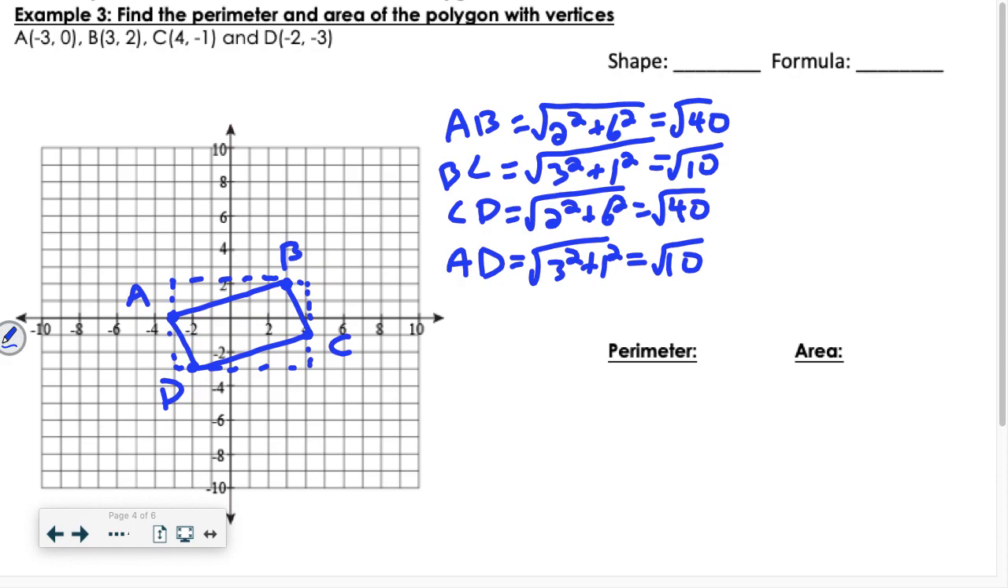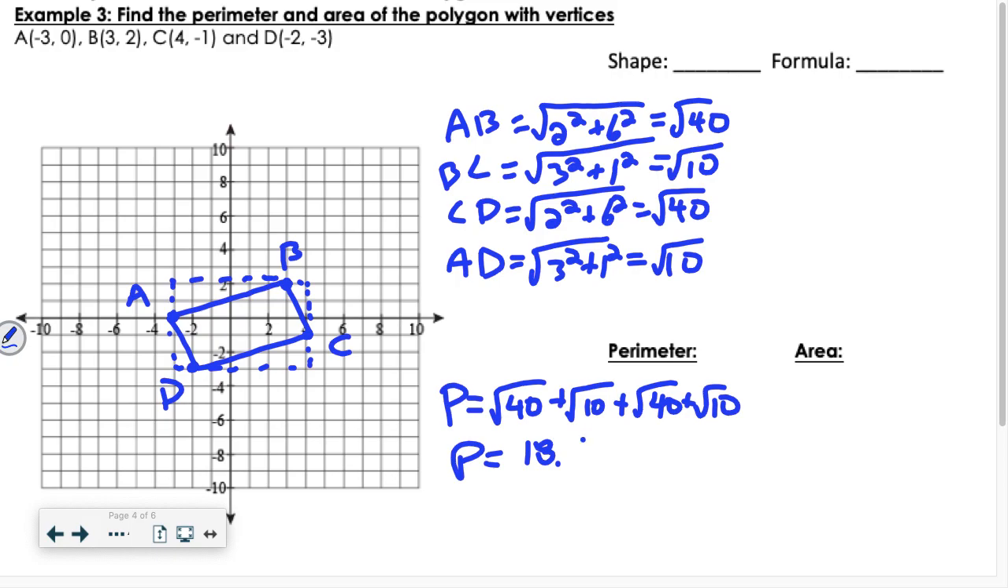From this information, both pairs of opposite sides are congruent. I know it's a parallelogram. I can tell that for sure at the very least. Before I get to my full classification, let me go ahead and finish up the perimeter. That's the square root of 40 plus the square root of 10 plus the square root of 40 plus the square root of 10. Go ahead and plug those into your calculator and you're going to end up getting 18.974 units, approximately.